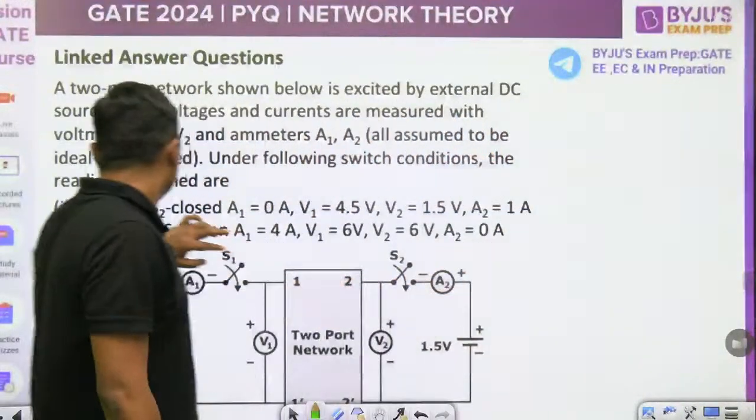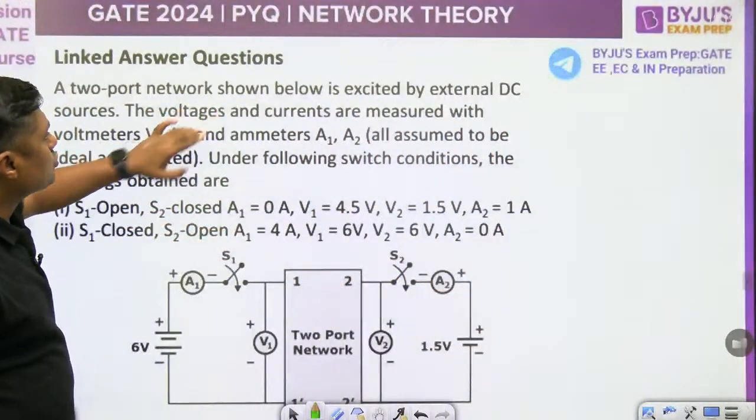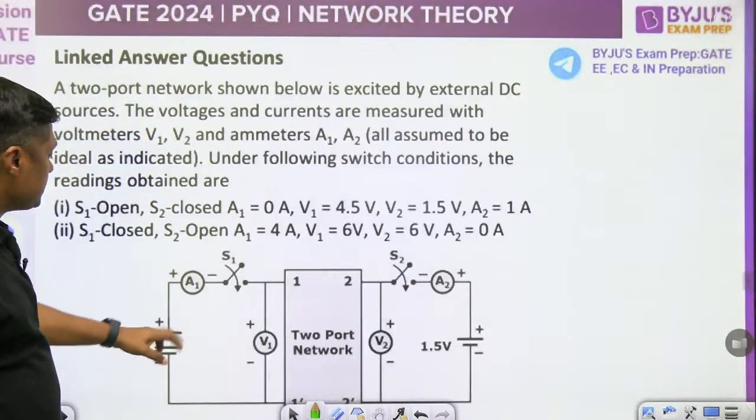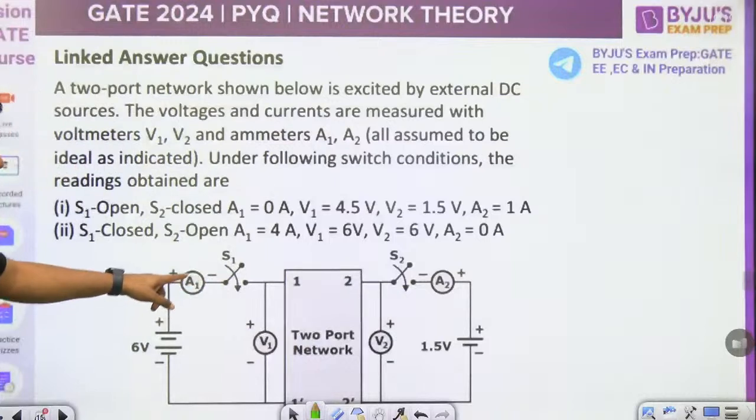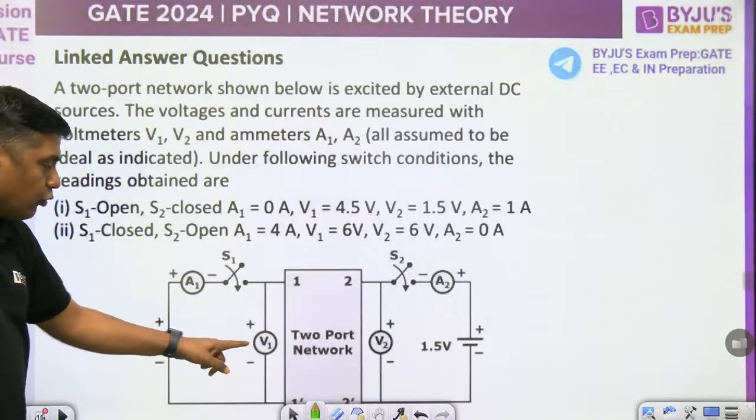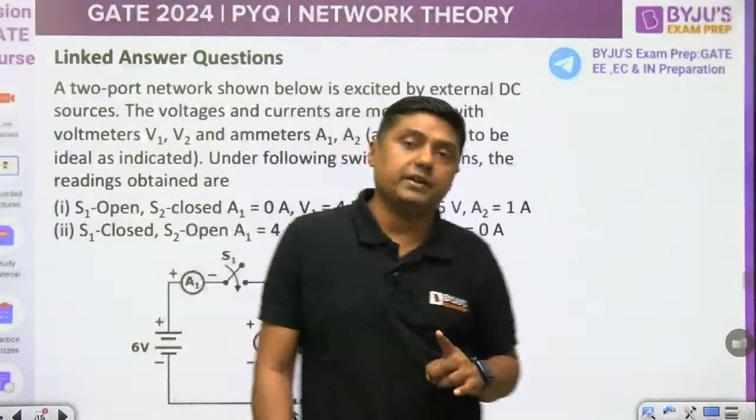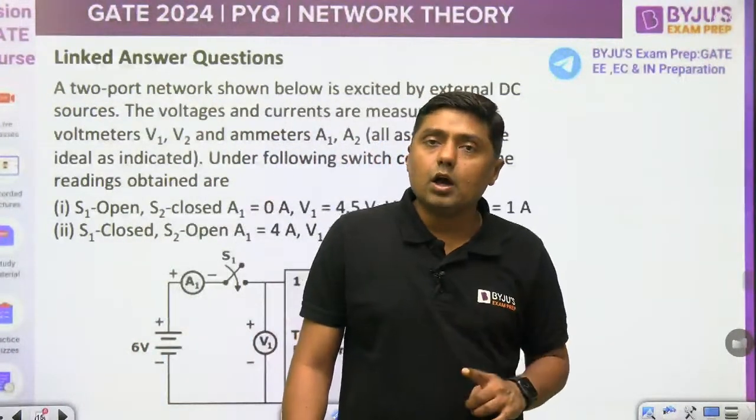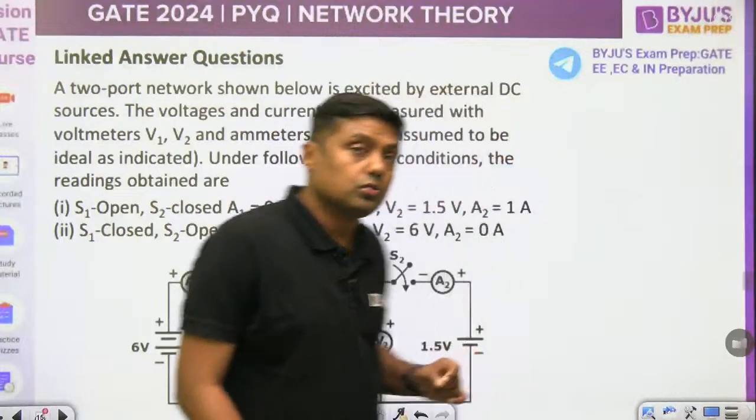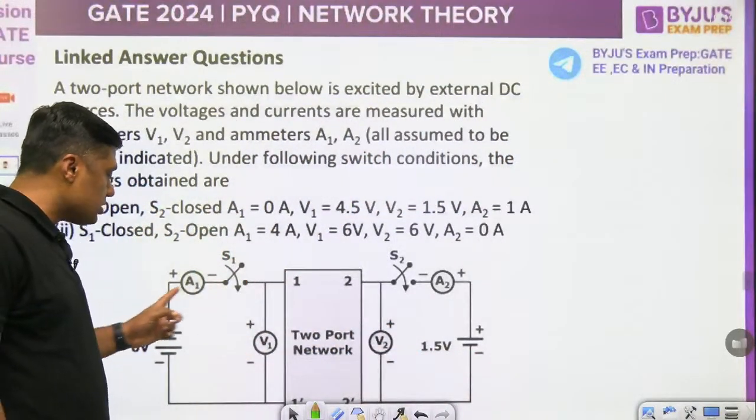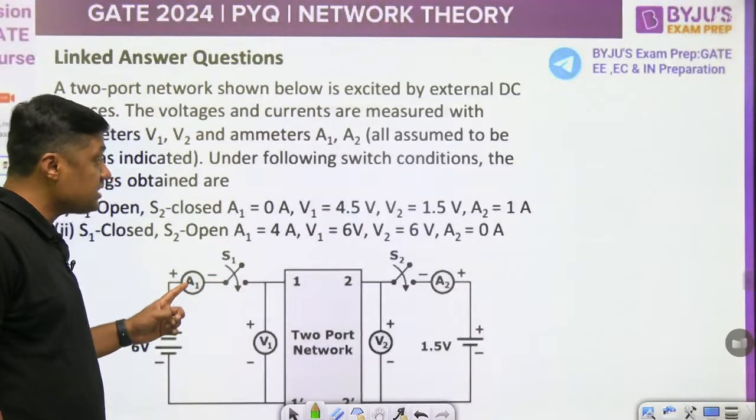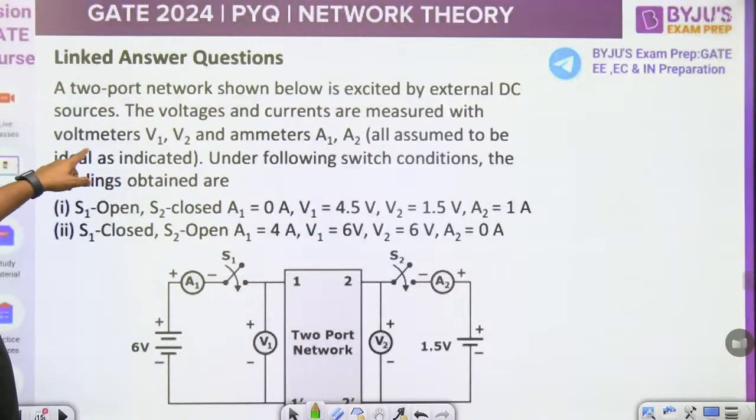Quickly we will solve. A two-port network shown below is excited by external DC. This is the external DC 6 volt. This is V1, that is V2. This is the ammeter, it will read the value of the current. Always remember, for an ideal voltmeter the resistance is infinite, and for an ideal ammeter the internal resistance is 0. So the drop across this ammeter is 0 if it is ideal. Voltmeter and ammeter are all assumed to be ideal as indicated.